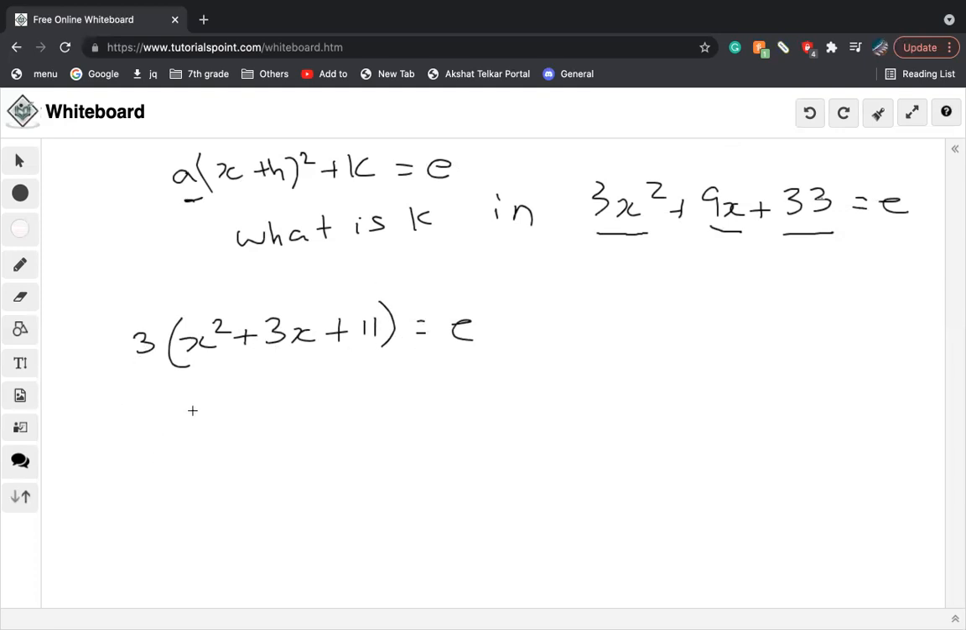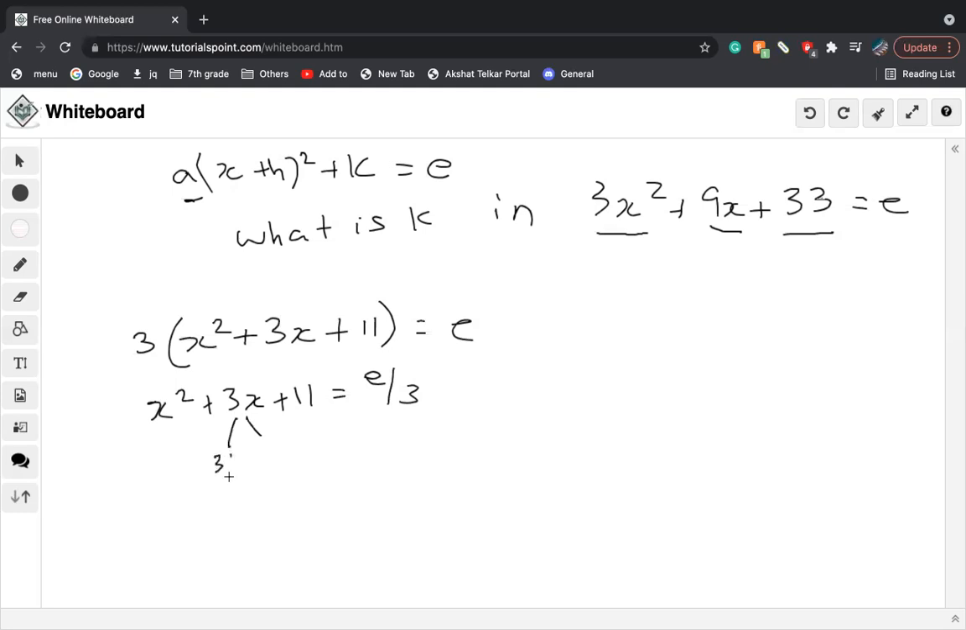And then remember, this is going to be a little bit iffy. We'll go over why it is. Okay, so x squared plus 3x plus 11 equals e over 3, right? So now let's look over this equation. So when finding the perfect square, you want to divide this by 2, and what will that give you?